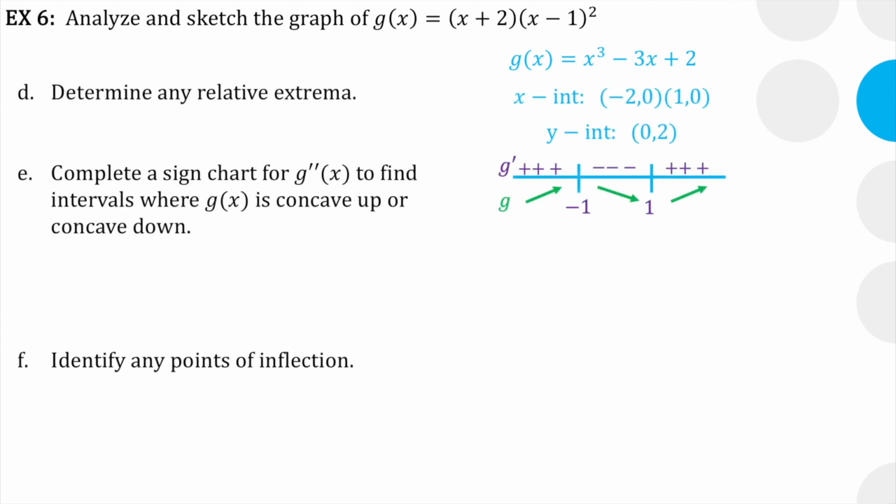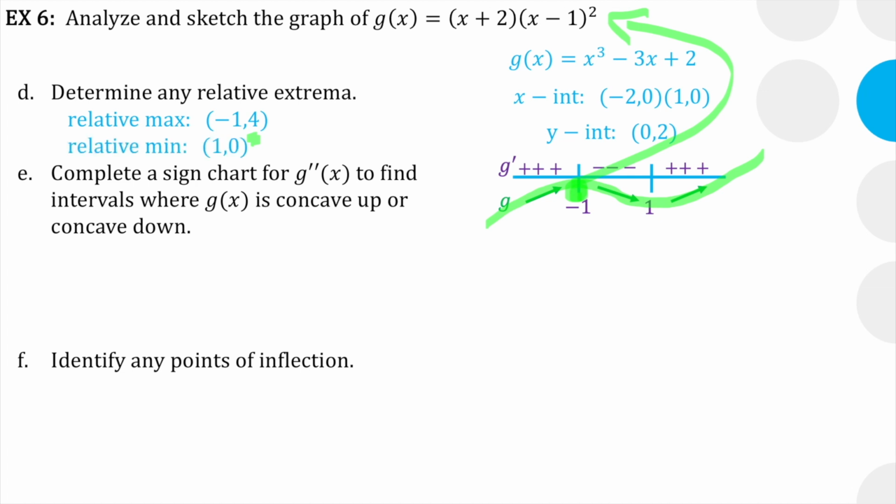Moving on, determine any relative extrema. That's what these are so awesome about. So we have a relative max at -1, and you can plug -1 back into the original function to find the accompanying y value. And we have a relative minimum at (1, 0), again plugging 1 into the parent function to find the accompanying y value.